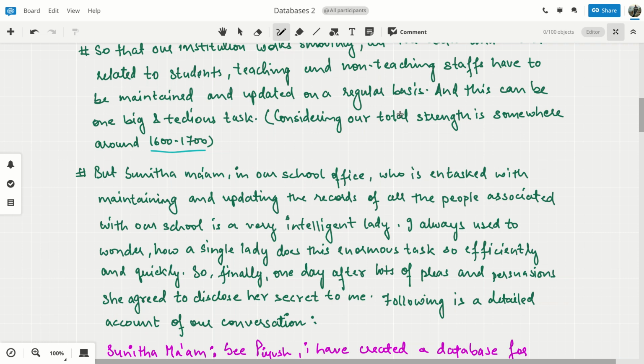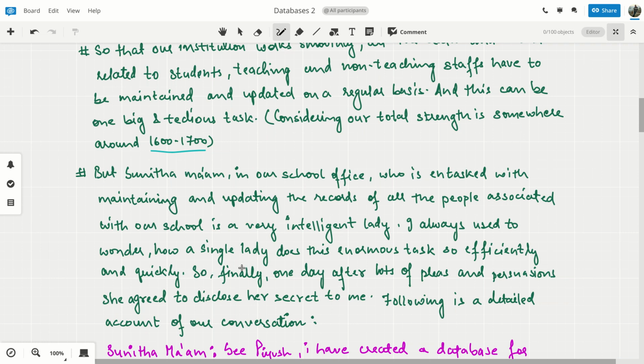But fortunately, our school has some wonderful staff. To name one, that is Sunita ma'am, who is managing our school office. She is tasked with maintaining and updating the records of all the people associated with the school. And of course, she is a very intelligent lady. I always used to wonder how a single person can do this enormous task so efficiently and in so little time, because I have seen her many times coming up with the records of the students in a matter of seconds, like some sort of magic.